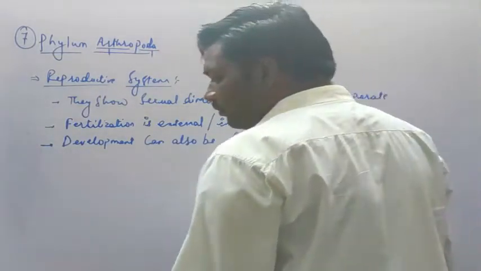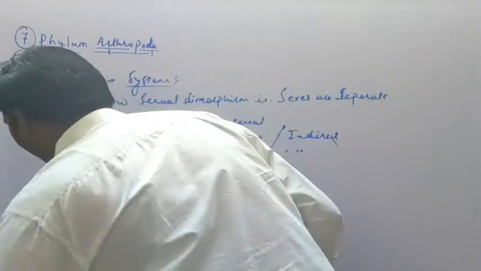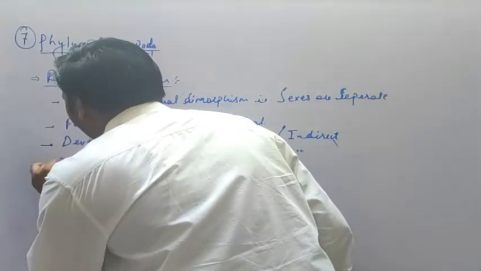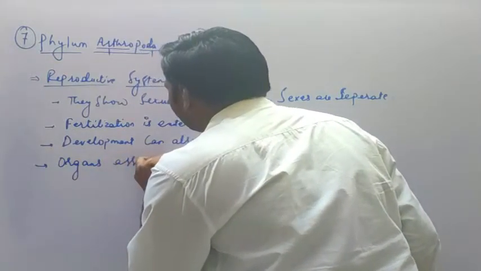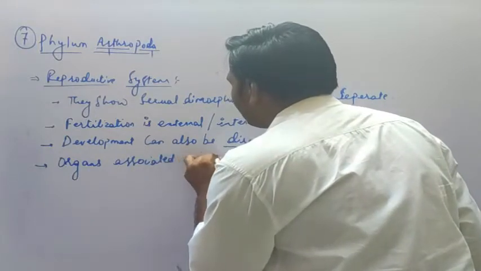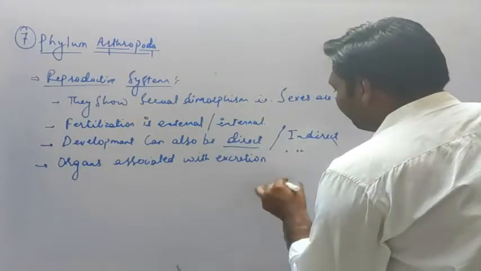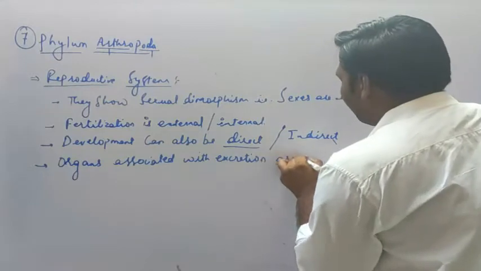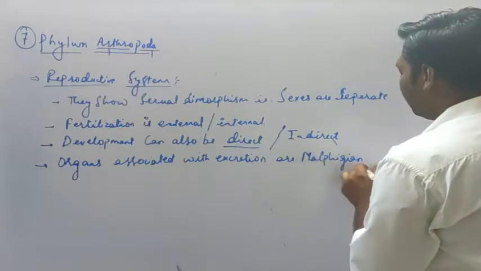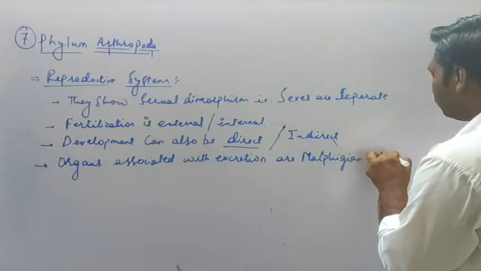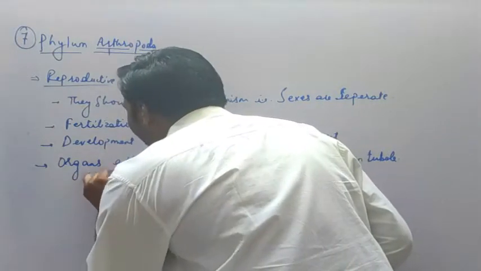Then next, the organs associated with excretion are Malpighian tubules, or the urate cell.